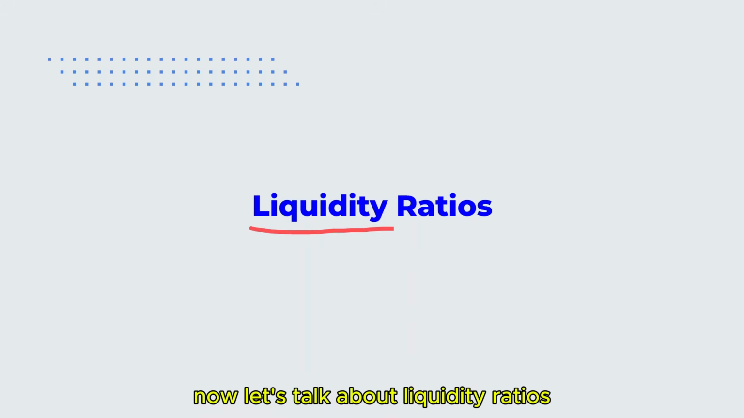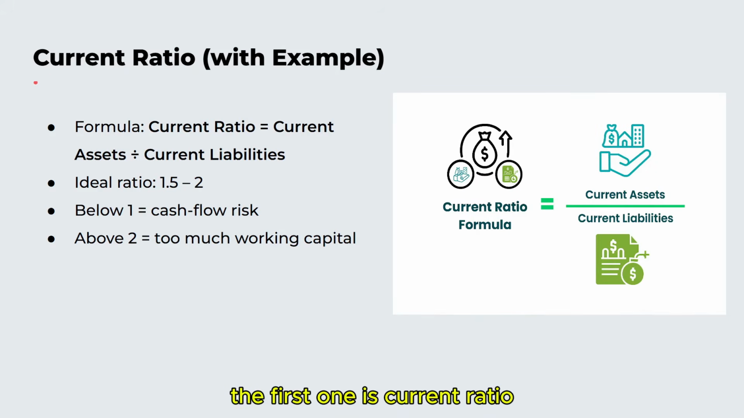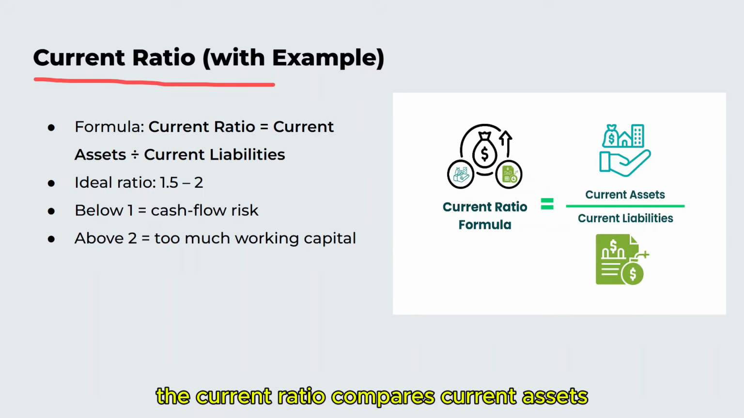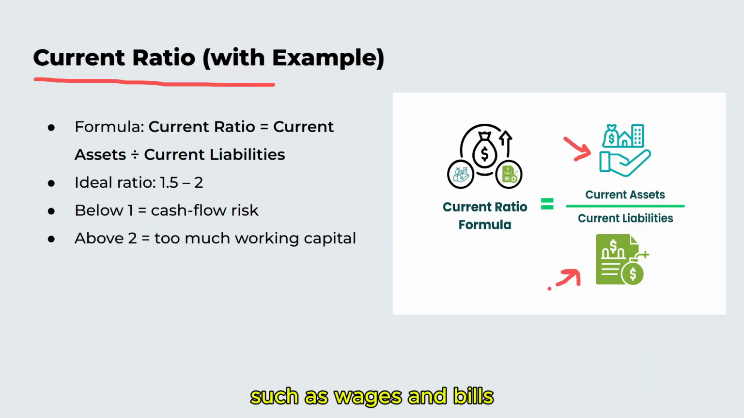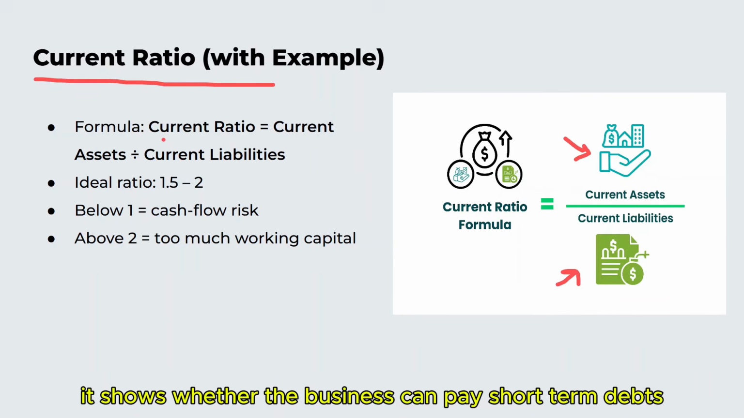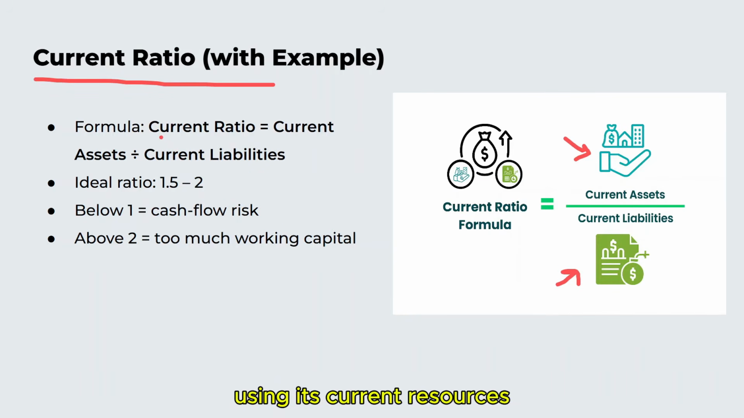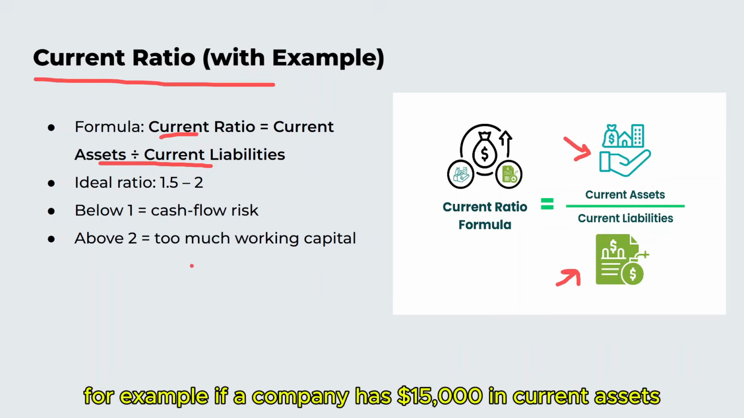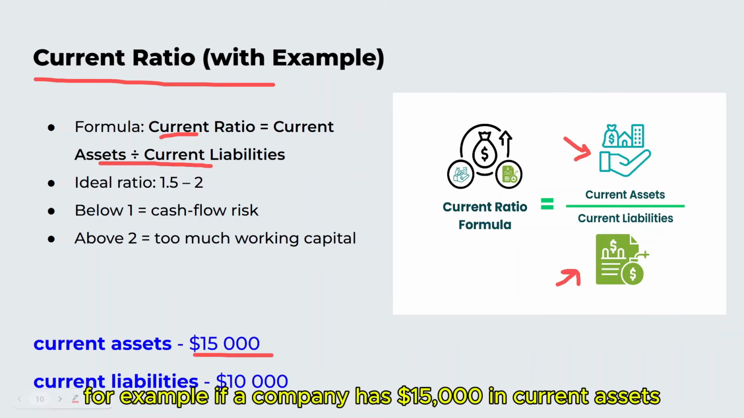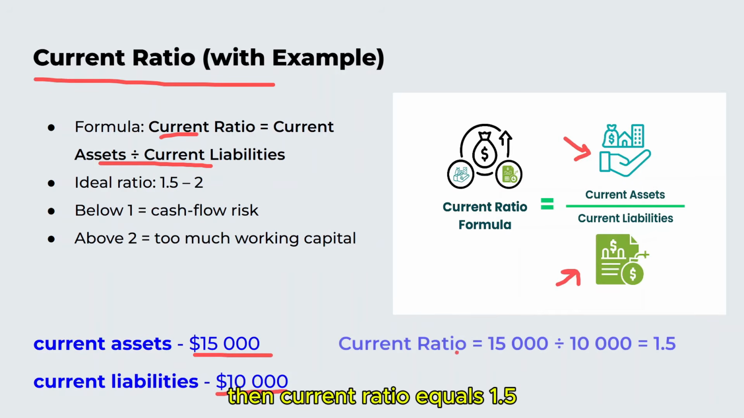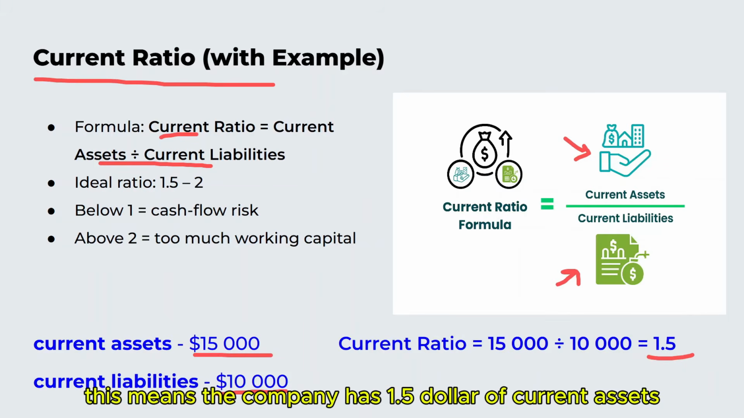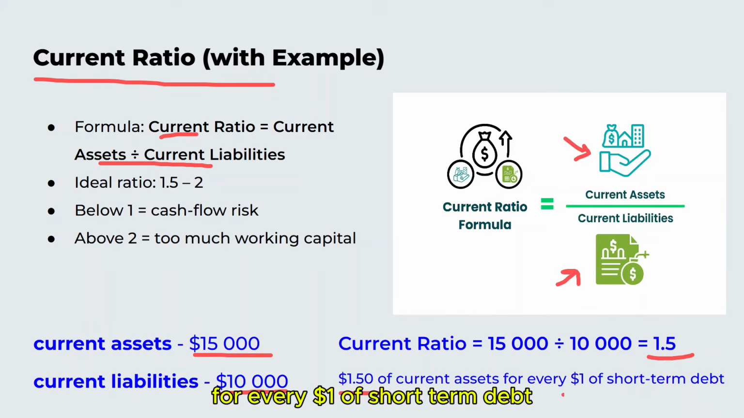Now let's talk about liquidity ratios. The first one is current ratio. The current ratio compares current assets like cash and inventory to current liabilities such as wages and bills. It shows whether the business can pay short-term debts using its current resources. The formula is current assets divided by current liabilities. For example, if a company has $15,000 in current assets and $10,000 in current liabilities, then the current ratio equals 1.5. This means the company has $1.5 of current assets for every $1 of short-term debt.